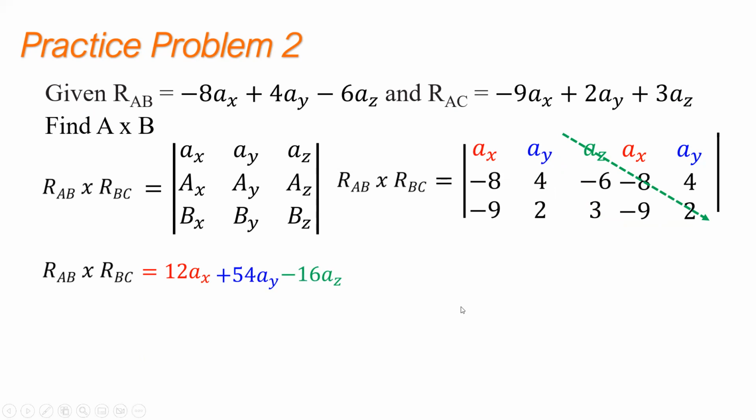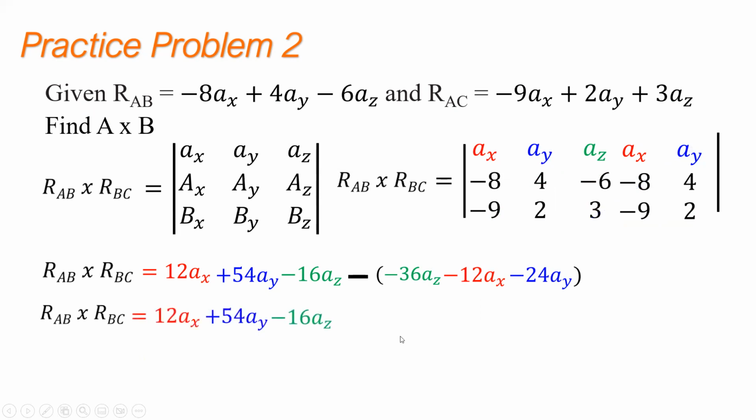Then, upward naman tayo, diagonal upward, we will subtract that negative 9 multiplied by 4 times A sub Z. It will give us negative 36 A sub Z. Then 2 times negative 6 A sub X. It will give us negative 12 A sub X. 3 times negative 8 times A sub Y will give us negative 24 A sub Y.